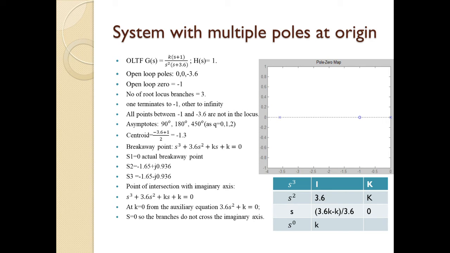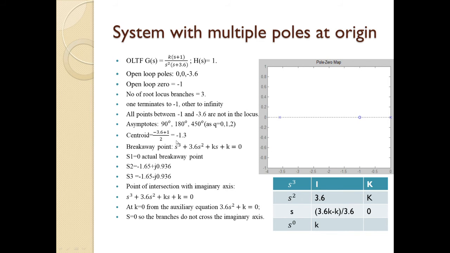Next we need to find out the centroid. So the centroid is nothing but the intersection point of these asymptotes, and it can be calculated by the summation of real parts of poles minus the summation of real parts of zeros, and the whole thing divided by the number of poles minus the number of zeros. The summation of real parts of poles is 0, 0 and minus 3.6, so it becomes minus 3.6, and the real part of zero is minus 1, so it becomes minus 3.6 plus 1 divided by 2, the number of poles minus zeros, so it becomes minus 1.3.